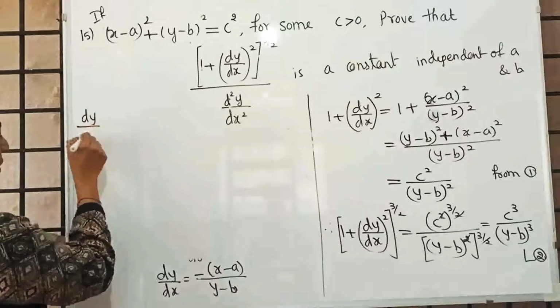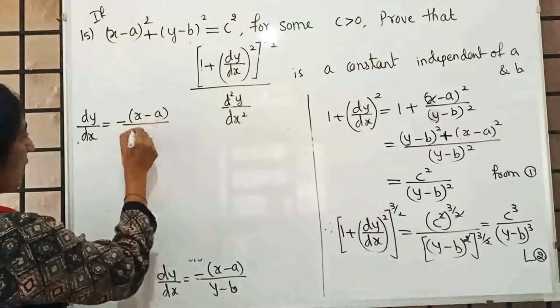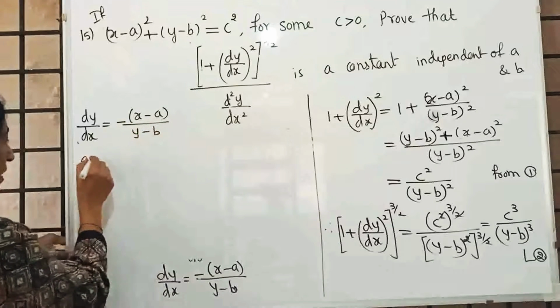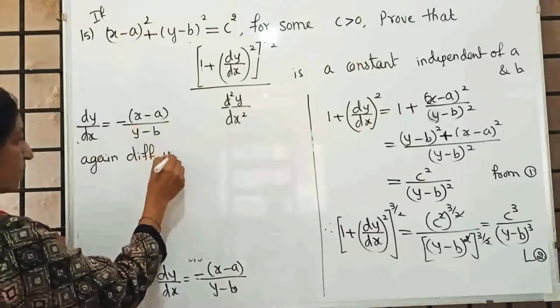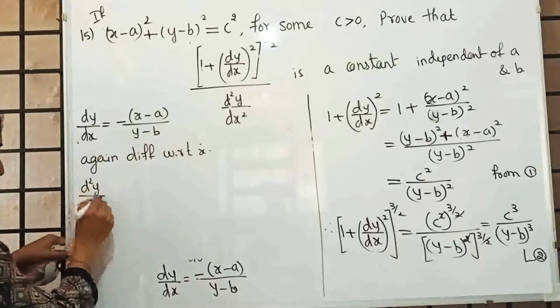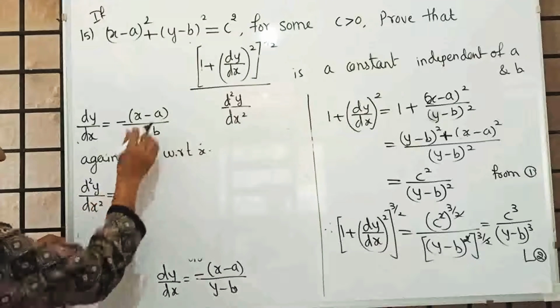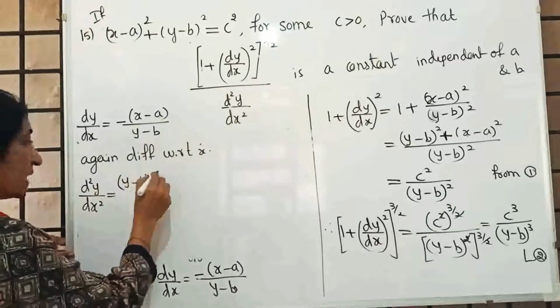dy upon dx is equal to minus (x minus a) upon (y minus b). Again differentiating with respect to x, d square y upon dx square. This is the u by v method. (y minus b) as it is in the bracket.